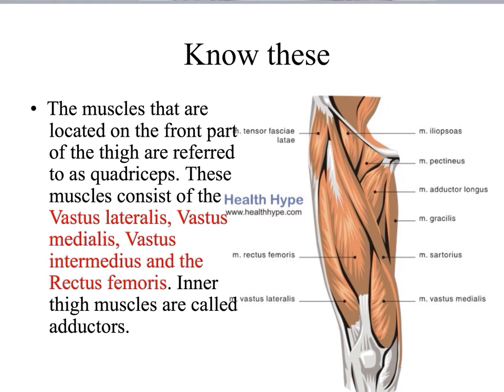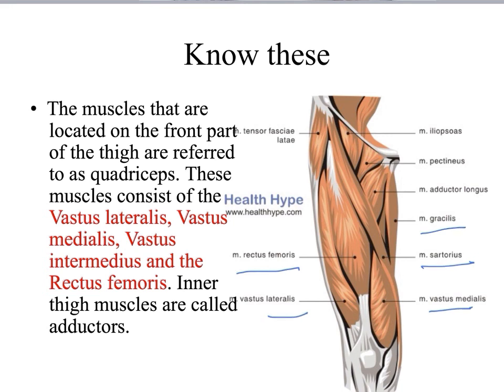The group of the large muscles on the front part of the thigh are referred to as the quads or the quadriceps. So you're looking at your vastus lateralis, your vastus medialis, the vastus intermedius, which is actually again hidden up under here, and the rectus femoris. So make sure you can locate all of these on your practical exam.